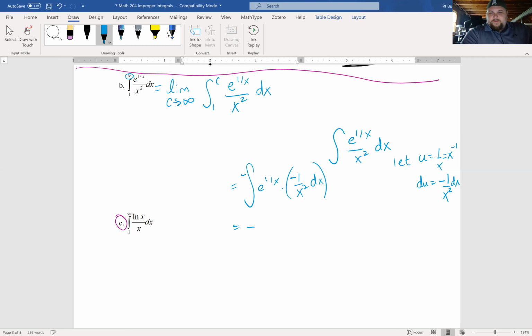So this is negative, e to the 1 over x is going to be e to the u, and everything else is du. And that's our favorite integral because it just comes out as e to the u. Substitute that back in, and we have this. Again, I'm only interested in this piece. I don't need the constant because I actually have bounds.